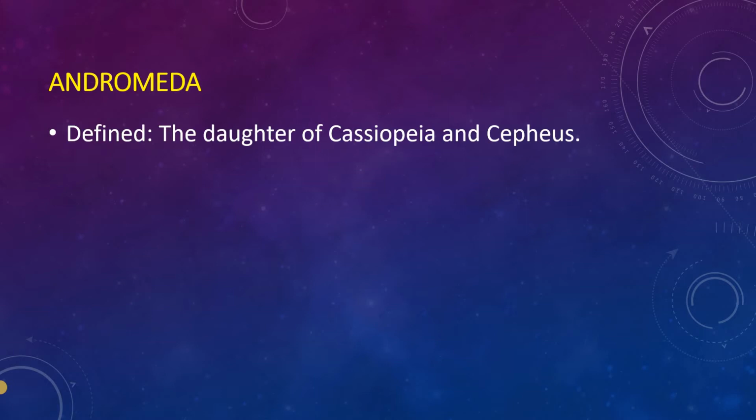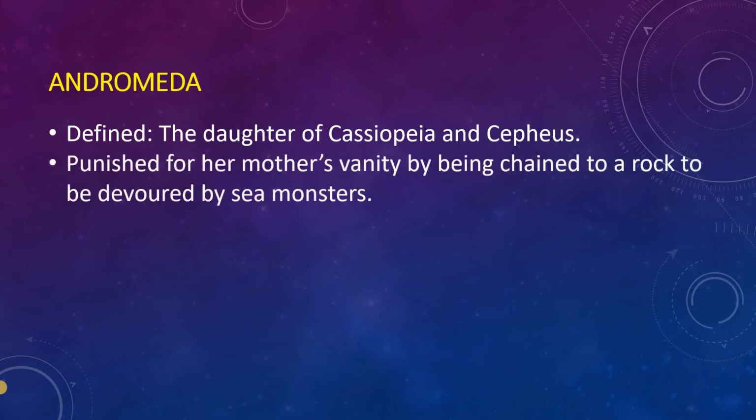I mentioned that because she thought she was so beautiful, so the goddesses cursed her, put her in the sky. And then, of course, at some point in the mythology, Andromeda, the daughter of the two, gets caught by a sea monster, tied to a rock, and there's a man who comes and saves her. Kind of a fun Greek story, but Andromeda is the daughter. She's punished for her mother's vanity by being chained to a rock and devoured by the sea monsters.